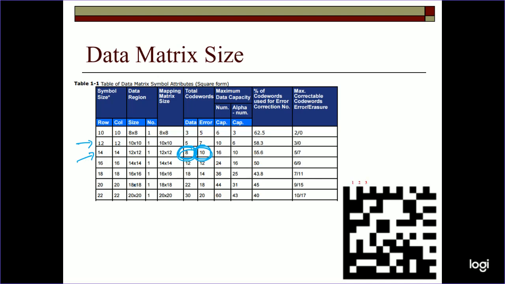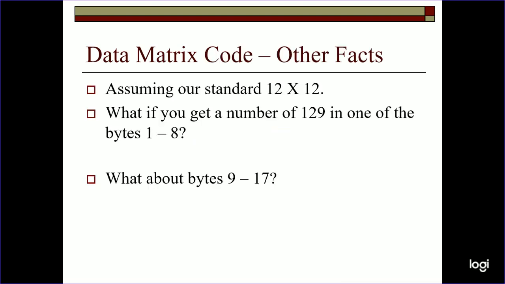What you're seeing here is as I count through this, I don't know why I built this slide kind of crazy. So even though the matrix itself is 14 by 14, there's only 12 bits of data on there. So really for us, it's 12 by 12.